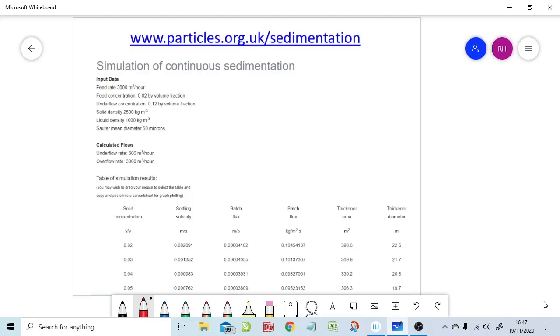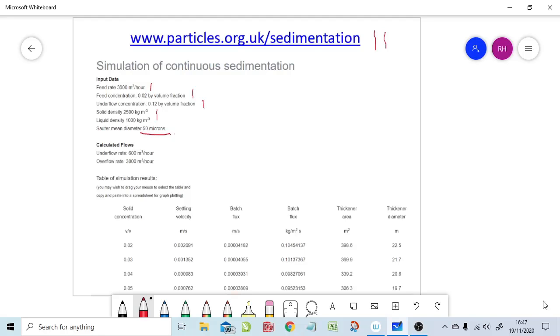So where does that leave us then? Well, there's the website. On the website you put in some inputs: SOTA mean diameter, in this instance 50 microns, so these particles are going to settle pretty quickly; some density information; the desired underflow concentration. Don't forget you have to be able to pump it, so don't put a particularly high value in there. The feed concentration, here it's 2% or 0.02 by volume fraction. And of course the feed flow rate.